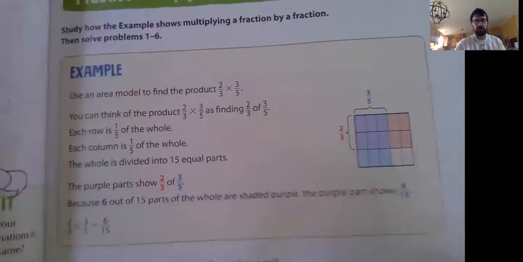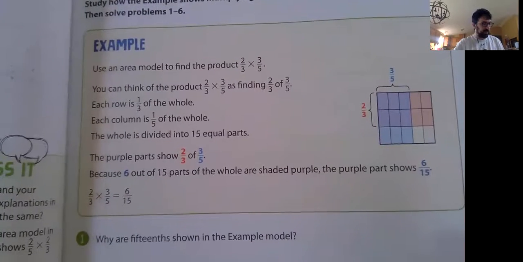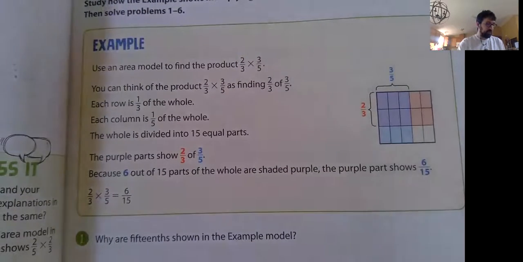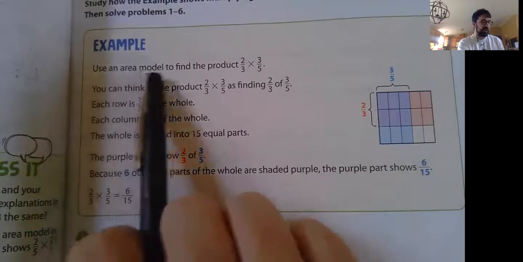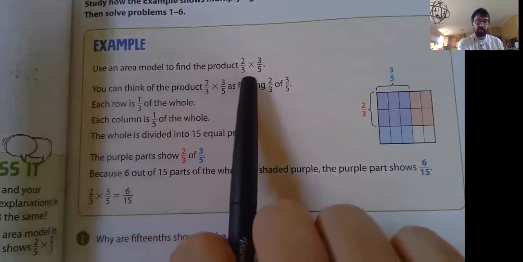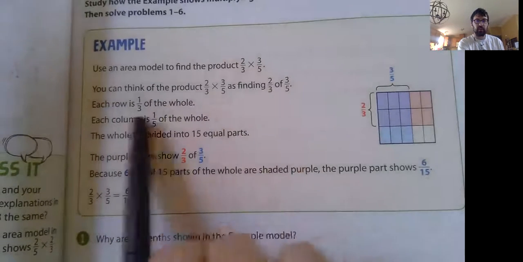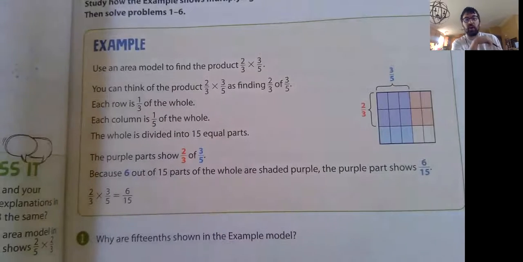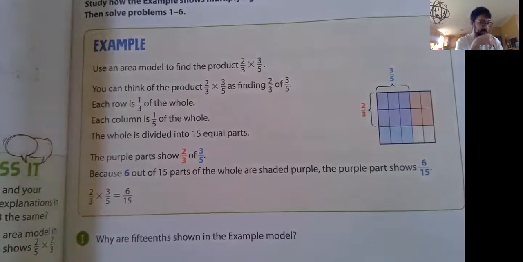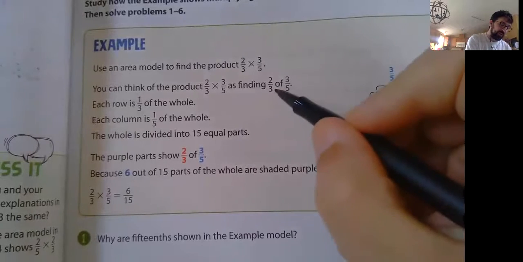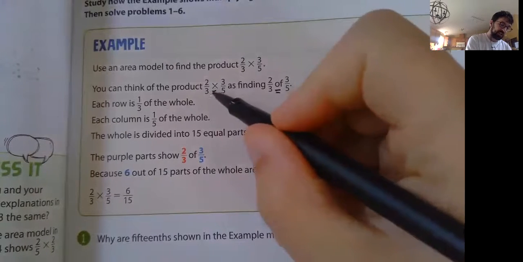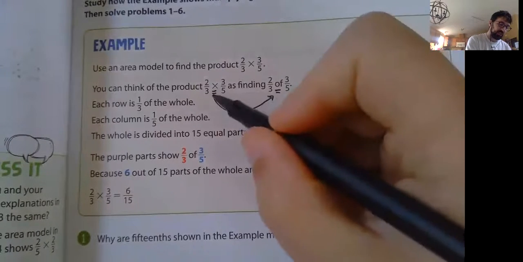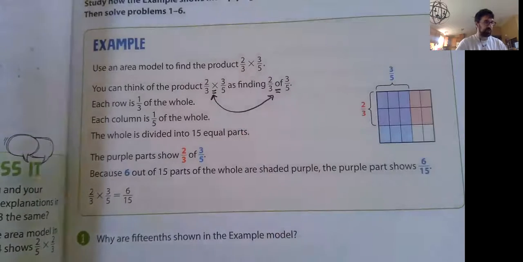Let's look at this, okay? All right, we'll do the first few things here together. Use an area model to find the product of 2/3 times 3/5. You can think of the product 2/3 times 3/5 as finding 2/3 of 3/5. Remember, we talked about how "of" and multiplication are the same thing, right? Super important that you think that way.